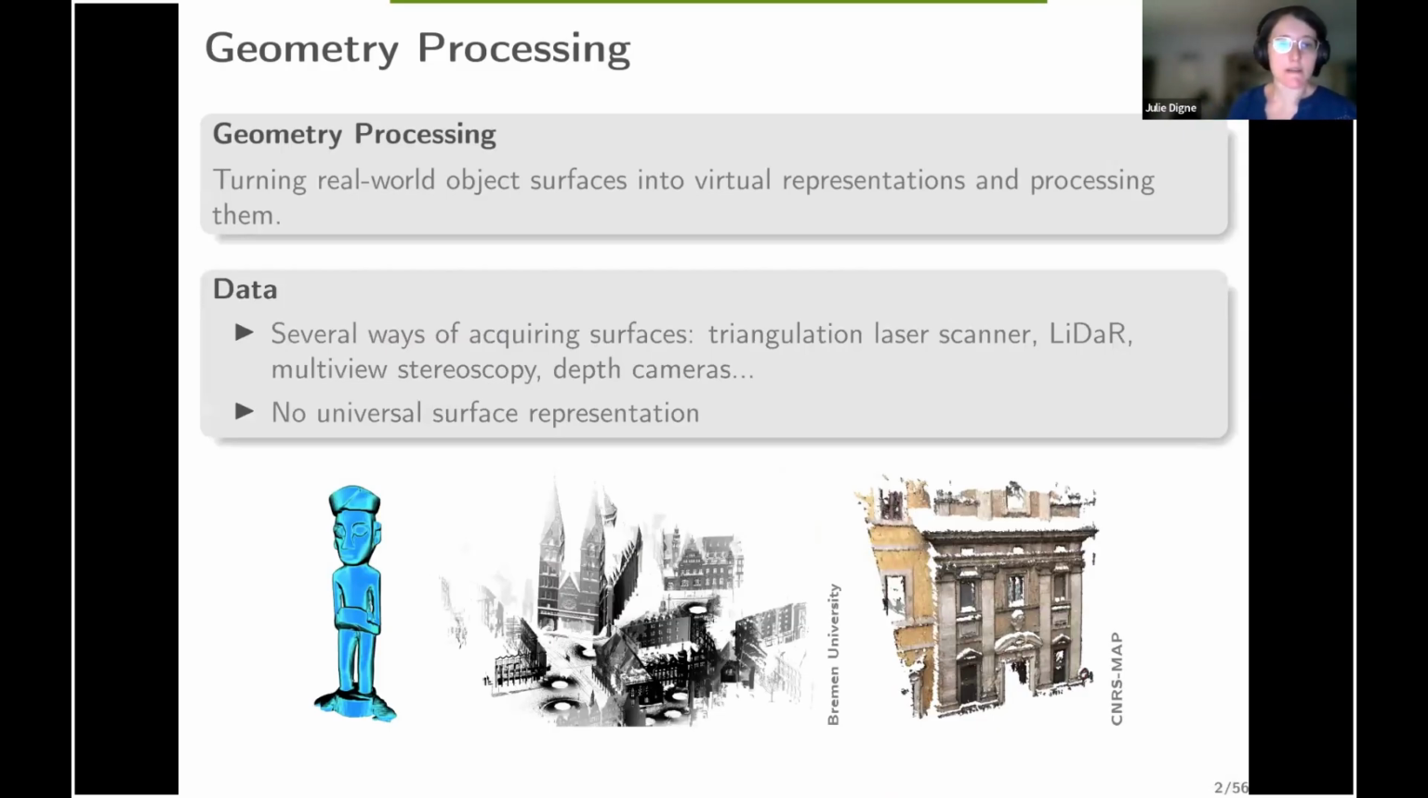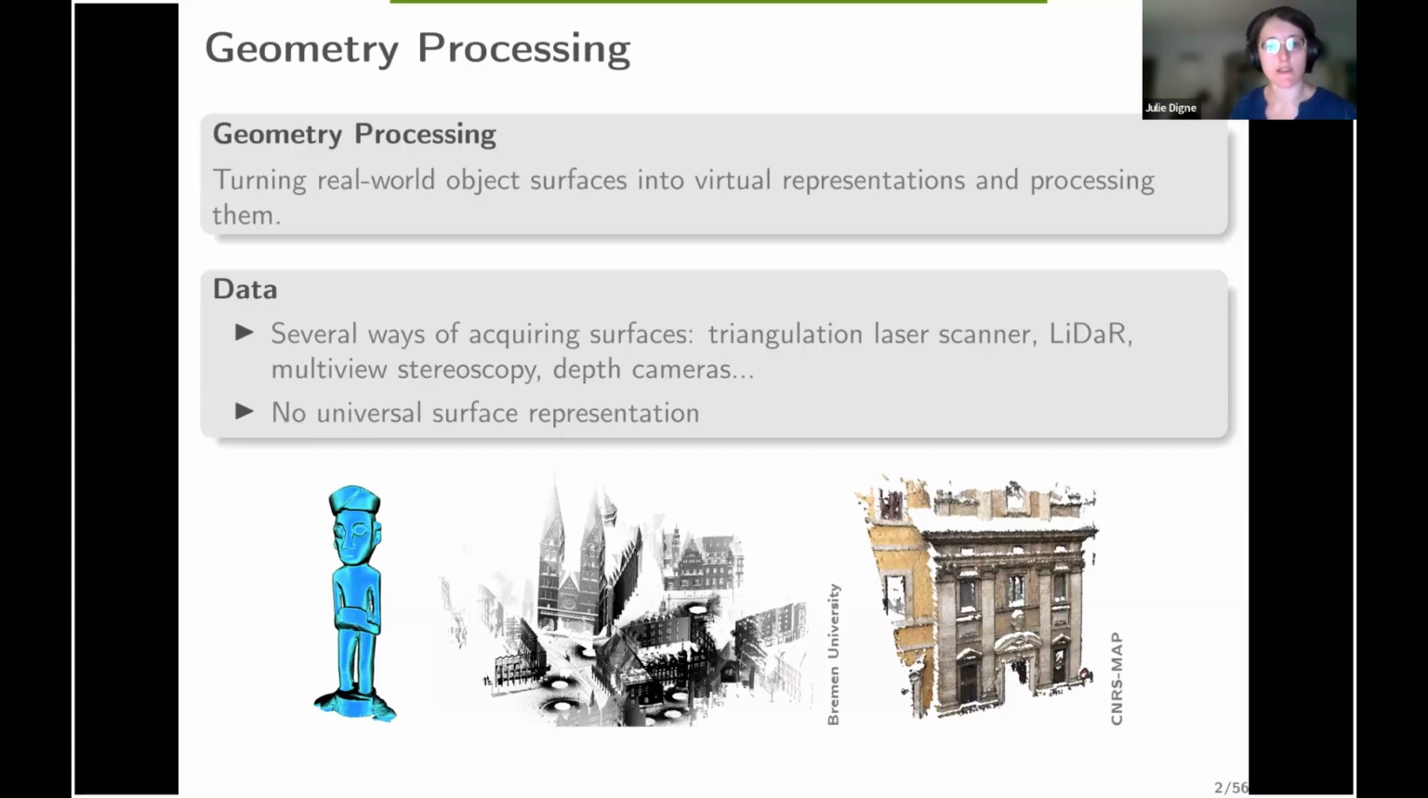The problem is that there is no universal representation, no universal way of acquiring a surface as there is for images. If you want to acquire an image, you just take your camera, you go to a location, you take a picture. It will be an array of pixels, black and white, or a gray level, or a color, but the structure will still be the same. It will be more or less an array of pixels.